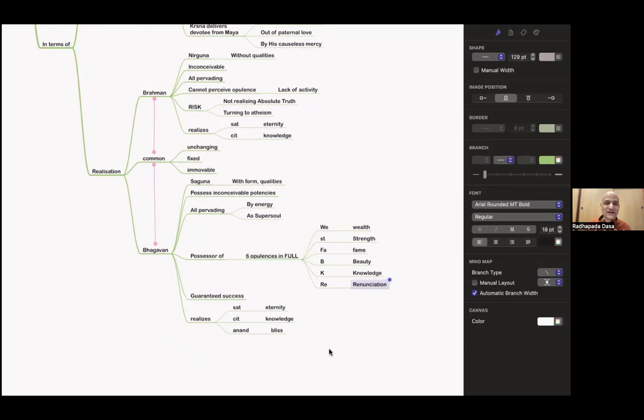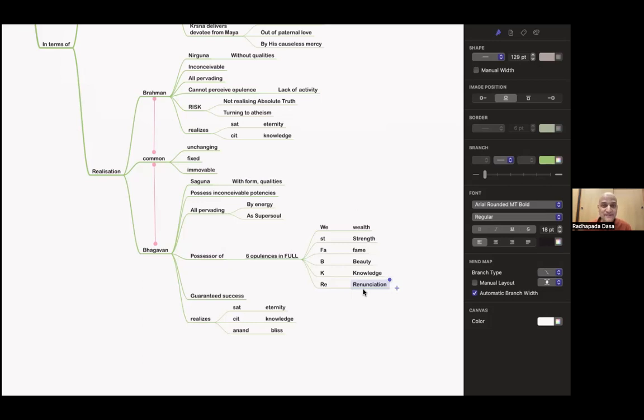I am from an engineering background, so we used to do a lot of acronyms to remember these difficult expressions and terms. Maybe you can relate to it. Westfa Bakery, it's a bakery based somewhere in the western region of the world, and nearby was the famous brand Fa. So wealth, strength, fame, beauty, knowledge, and renunciation. Krishna is the embodiment of these six in full.